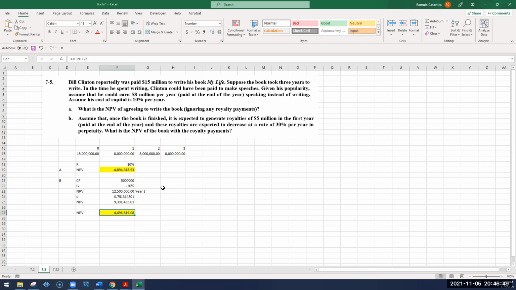So they're asking you, what is the NPV of the book? So this is the NPV of the book, with the royalty payments. This is the NPV of royalty payments. Get it?